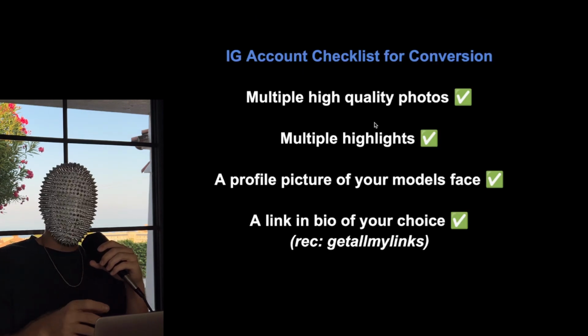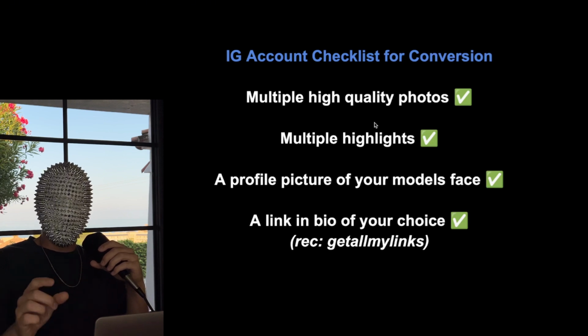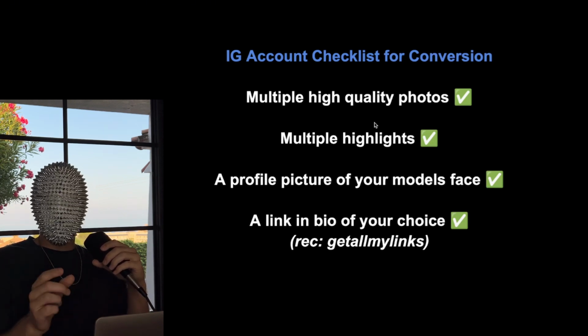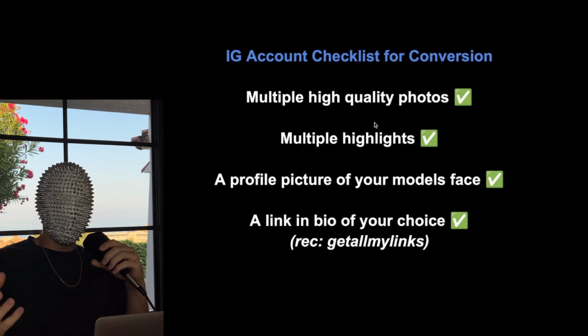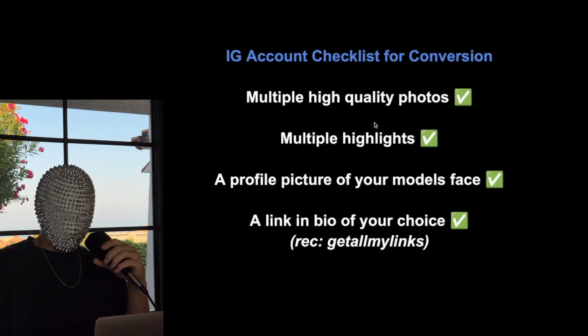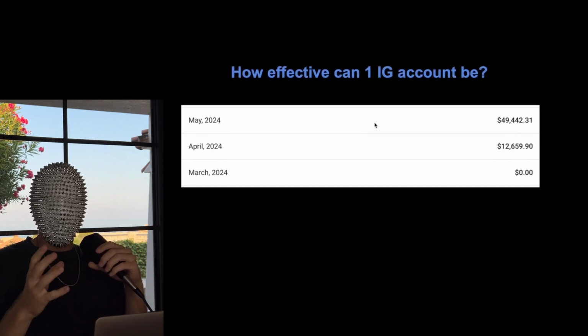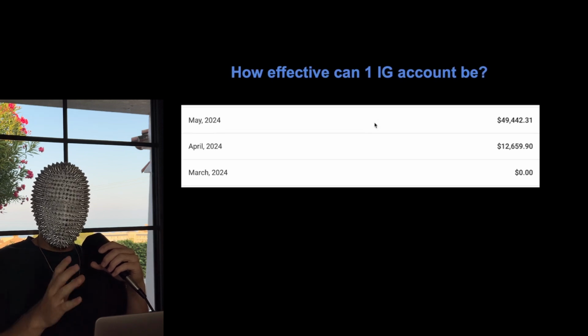Now, last but not least, you're gonna need a cloaking link in your bio. I recommend get all my links. You can use whatever you want. Maybe some guy on Telegram told you about a really, really cool link. Use that one. Now, the question that you're probably wondering is, how effective can one Instagram account be?